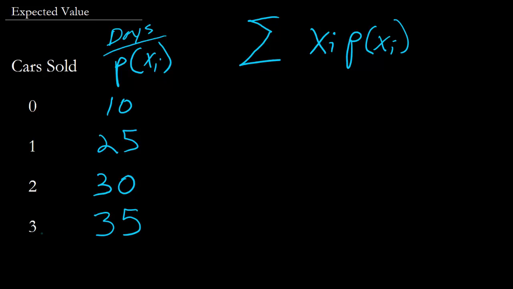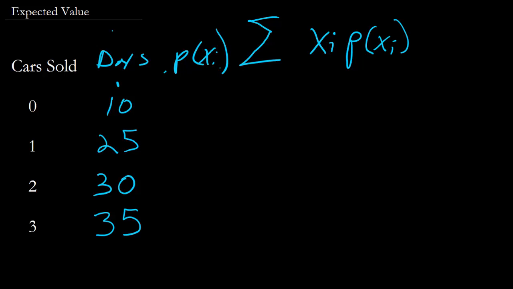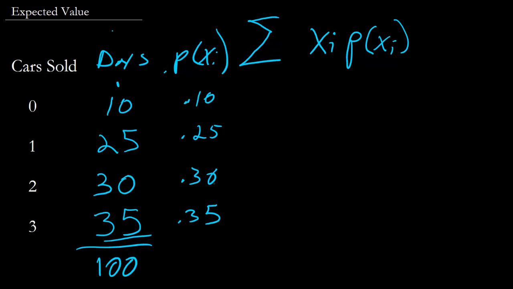So the probability, this is the days that you have sold these, so the probability of any one of these occurring is just a fraction of the total. I add all of these up and I get a total of 100 days. So 10 divided by 100 is 0.10, 0.25, 0.30, and 0.35. So the probabilities of any one of these happening, the probability that tomorrow when you go to work to sell a car and you're going to sell 0, the probability of selling 0 is 10%.